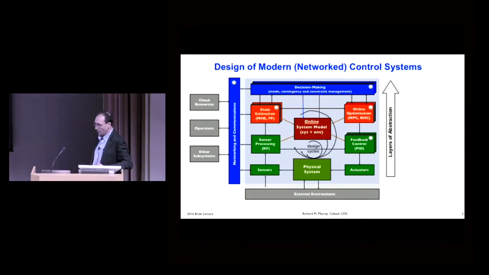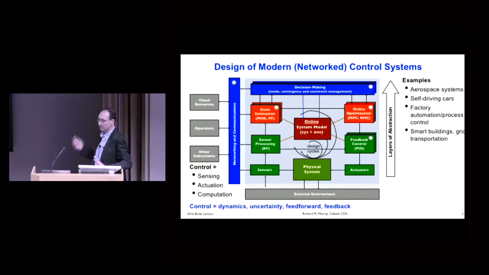Fundamentally, this is still, to some extent, a problem of sensing, actuation, and computation at a bunch of different scales. But as I've already said, I like to think of it more as dynamics, uncertainty, feed forward, and feedback as the driving topics that you have to deal with. There are lots of examples of these systems. Aerospace systems look like this, self-driving cars, factory automation, smart buildings, grid, transportation.